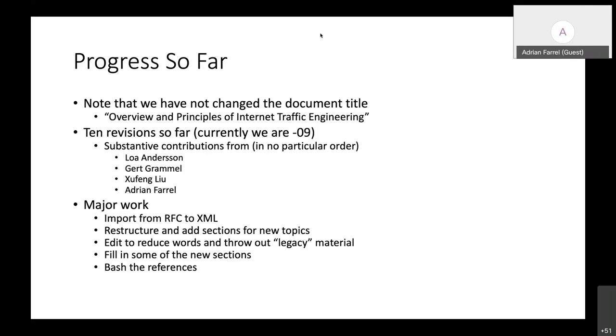We've come up with a lot of new sections for the new technologies. And some of those are still empty. Probably some of those sections are still missing. So that's a good way that people can contribute, either by just identifying missing sections or by suggesting text. But some of those new sections we have made a first attempt at filling in. And as I said before, we did quite a good piece of bashing on the references. Next slide.